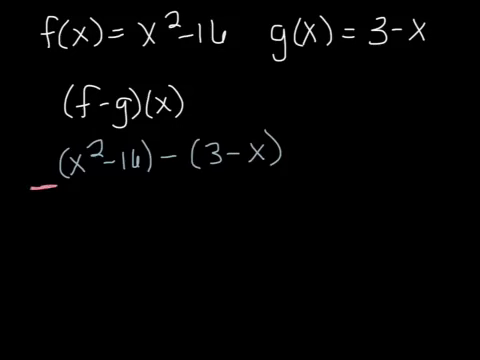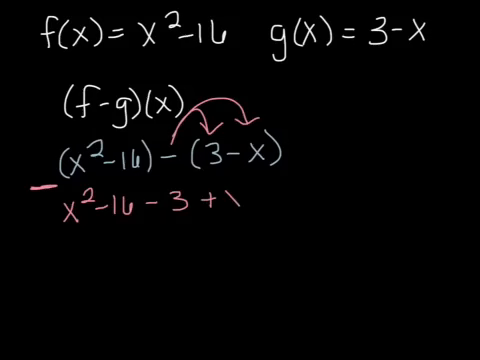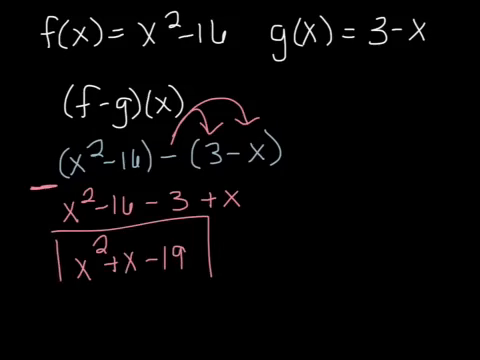Now there's nothing over here to distribute, so I have x squared minus 16. I'm going to distribute this negative, so I have -3 plus x. Now I'm going to put it in order. X squared plus x minus 19 is my final answer.